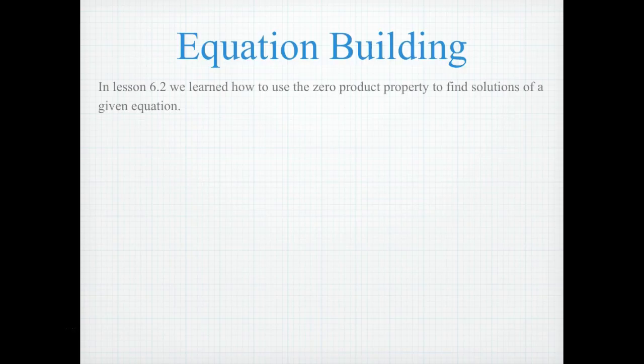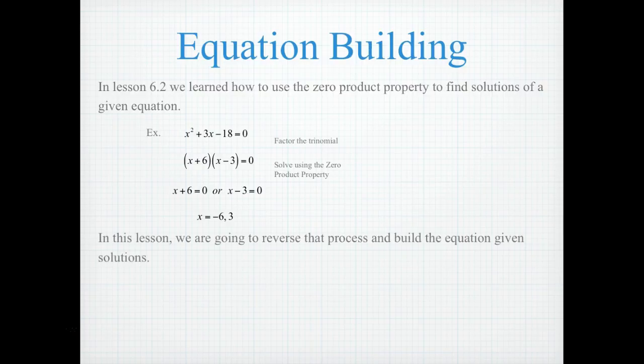In Lesson 6.2, we learned how to use the zero product property to find solutions of a given equation. For example, in the equation x squared plus 3x minus 18 equals 0, we would first factor the trinomial and express it as the quantity of x plus 6 times the quantity of x minus 3 equal to 0. We would then apply the zero product property, which would allow us to state that either x plus 6 is equal to 0 or x minus 3 is equal to 0. And that would produce solutions of negative 6 and positive 3.